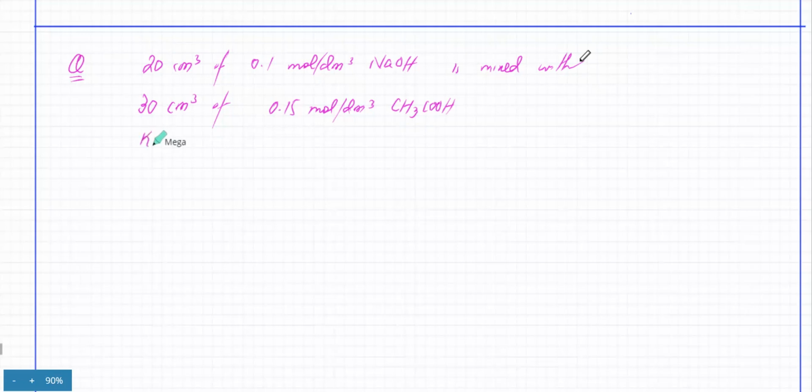The dissociation constant of ethanoic acid is already provided. It's given as 2 times 10 to the power minus 6. So the dissociation constant of ethanoic acid is provided. Now, you're being asked to find the pH of the resulting solution.